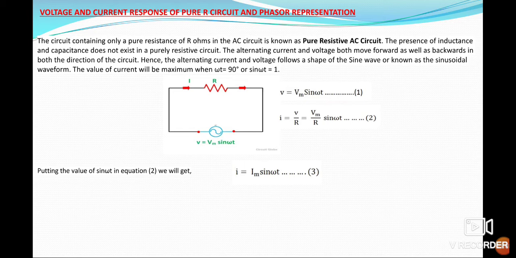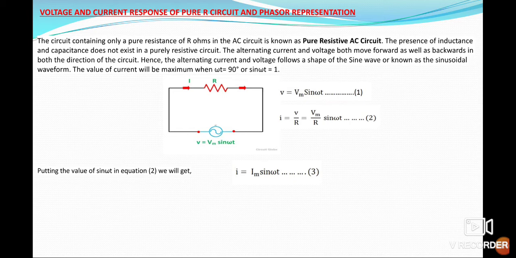The circuit containing only a pure resistance of R ohms in the AC circuit is known as a pure resistive AC circuit. The presence of inductance and capacitance does not exist in a purely resistive circuit. The alternating current and voltage both move forward as well as backward in both directions of the circuit. Hence, the alternating current and voltage follow the shape of the sine wave or the sinusoidal waveform.